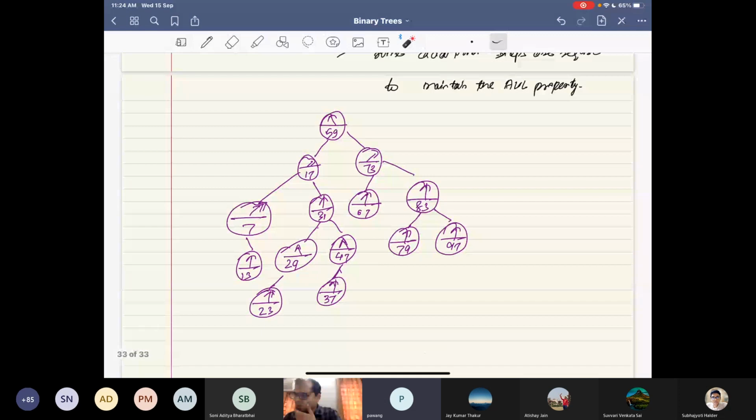Now suppose I want to insert something. Let's say insert 71. Where will you go? 71, right, left, right. I'll put 71 here. So you see what will happen if I put 71 here? What will I have to do? So I will create this new node. Yes. Additionally, what do I have to do?